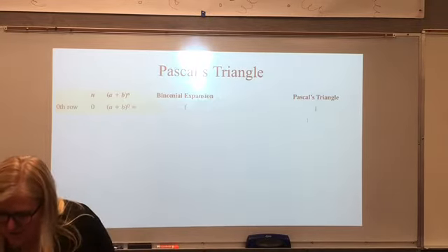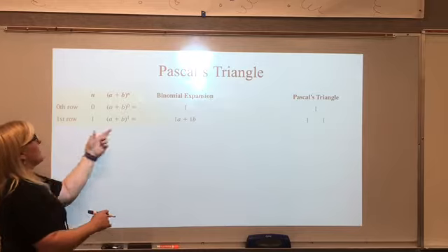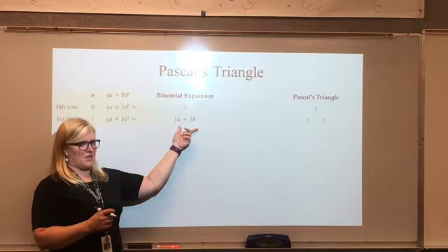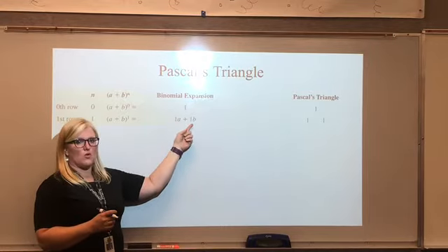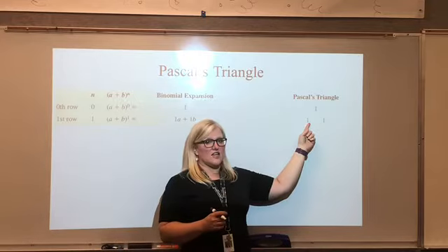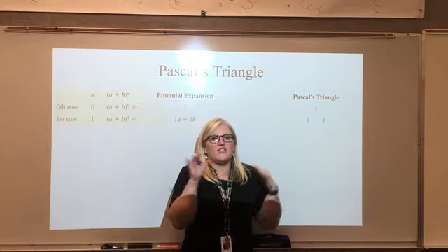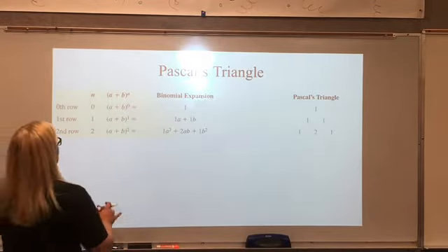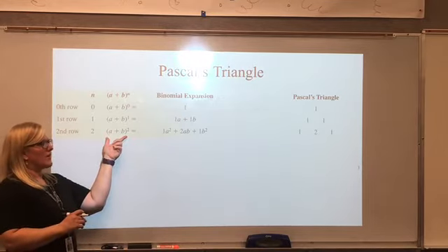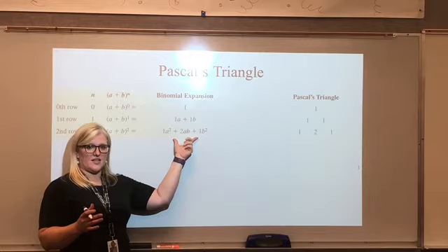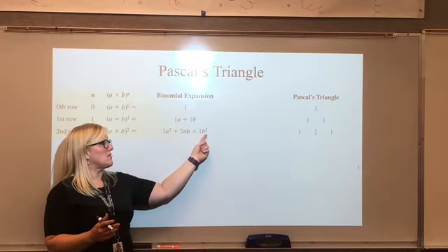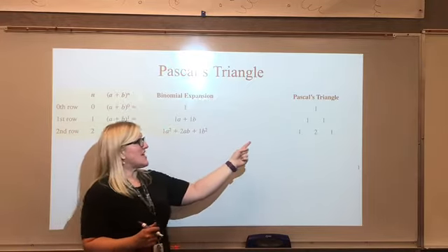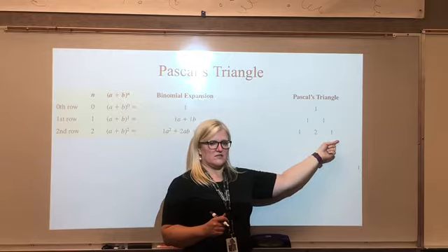All right, so the next row is when n is 1, and that's just a plus b. And we expand that, and it's just a plus b. But we have these invisible ones. And we come over here to Pascal's triangle, and we put a 1 and a 1. And now this is where it gets fun. Okay, second row. This is when we have a plus b squared. And if you remember the special products, it was a squared plus 2ab plus b squared. Now they went ahead and put the invisible ones in there because that's the next row of Pascal's triangle.